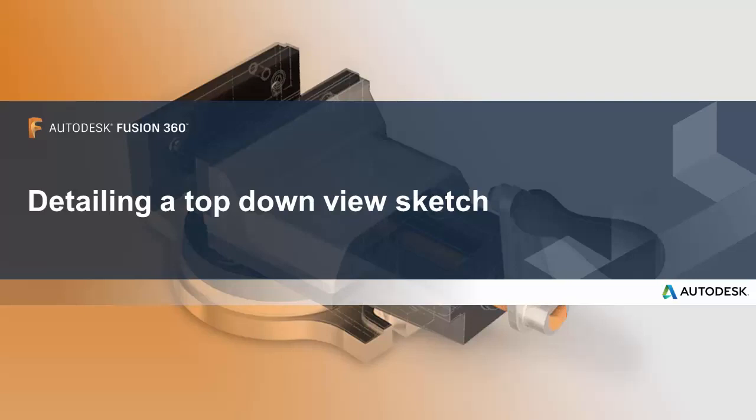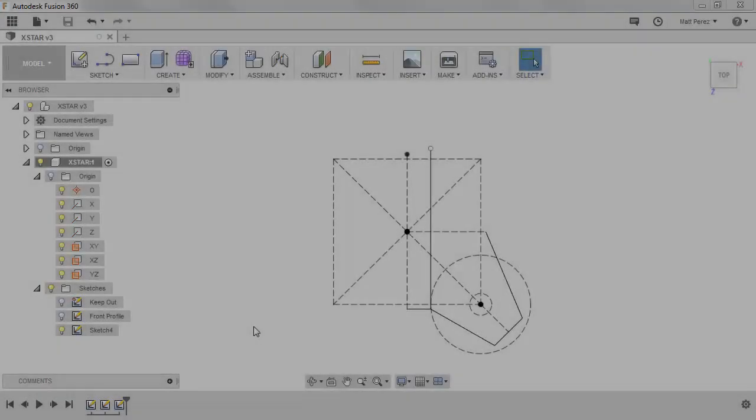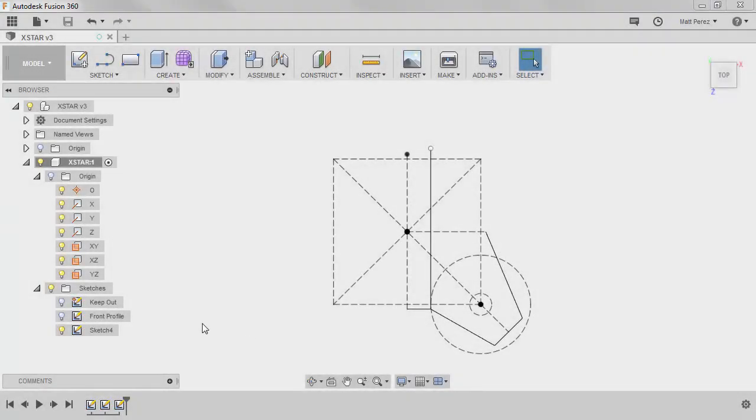In this lesson, we'll go over detailing a top-down view sketch. After completing this lesson, you'll be able to create a sketch mirror and create a sketch offset. Since we've hopped out of the top-down sketch, let's go ahead and just rename it. I'm going to call it top-down shape.